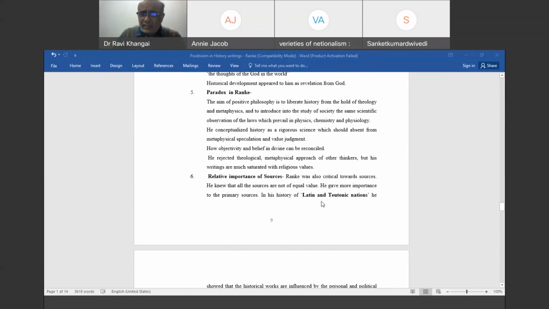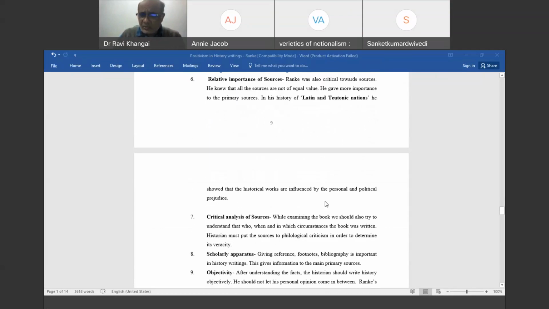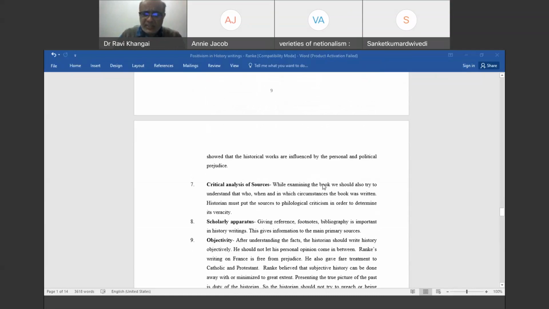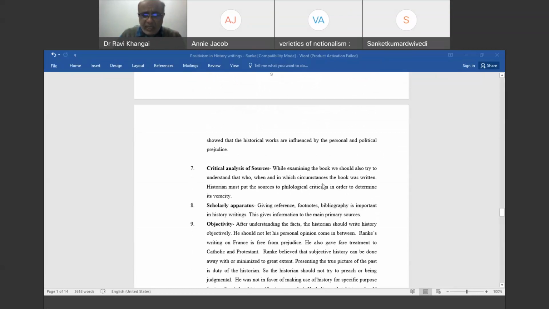He also stated that sources could be less or more important. There are certain sources which are more important, and certain sources which are less important. He emphasizes the critical analysis of the sources. You must give references, footnotes, bibliography, and without that, your history writing will not become reliable.